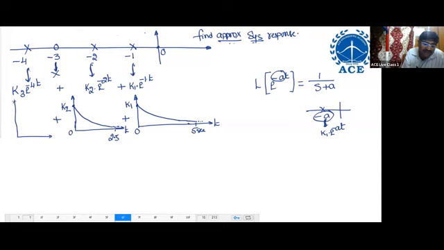Then t equal to 0, start at K3. 5 by 4, which is 1.25 seconds. Find the tau. This is 5 tau. Substitute the tau value. So tau is 1 by 4, so 5 tau means 5 by 4, which is 1.25.